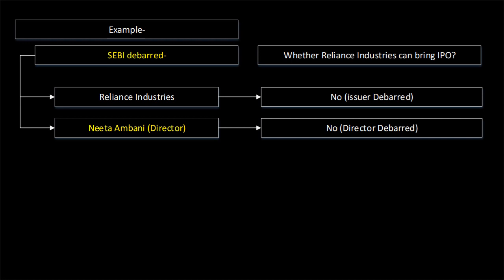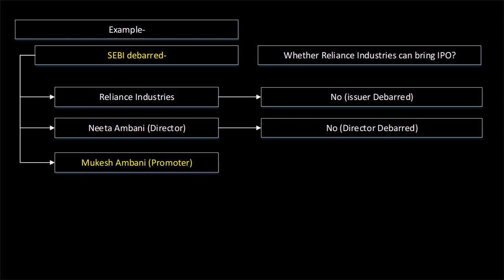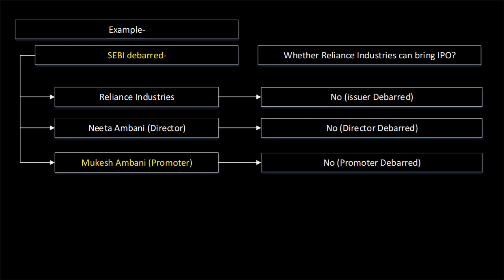Next, if Sebi debars Mukesh Ambani, who is the promoter of Reliance Industries, then tell me whether Reliance Industries can issue its securities to the public or not. The answer is again no. This time because the promoter of the issuer is debarred from accessing the capital market.